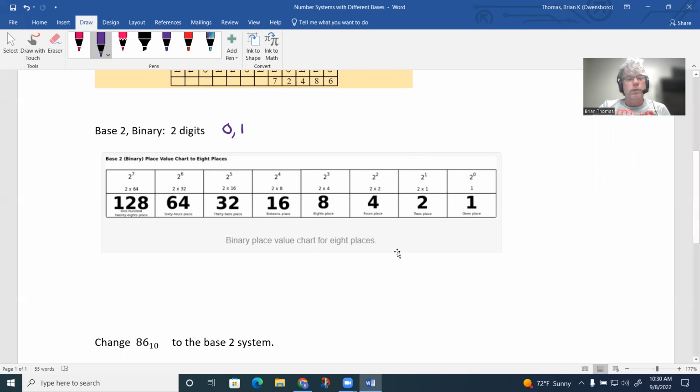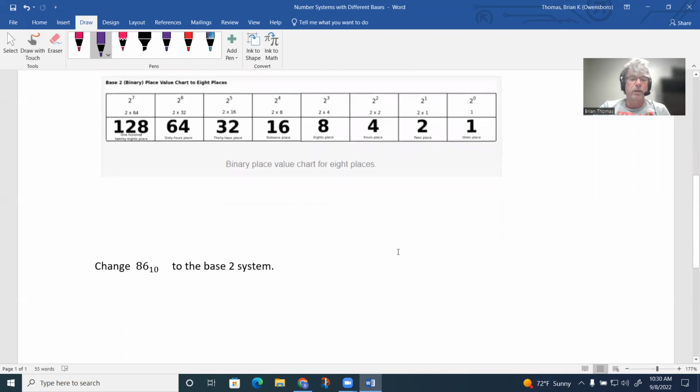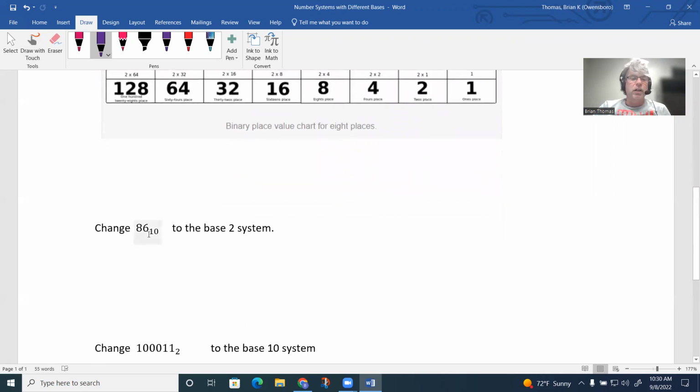So we have a lot of different place value systems. The ones that I've seen are base 2, 8, and 16, but mostly just base 10. Say I want to change 86 in base 10 to a base 2 system. Right now, 86 is what we're familiar with.